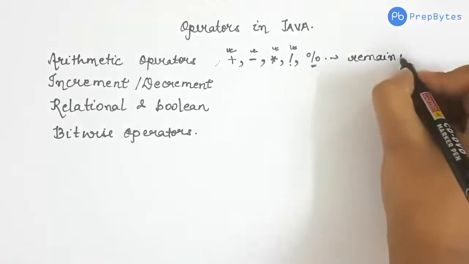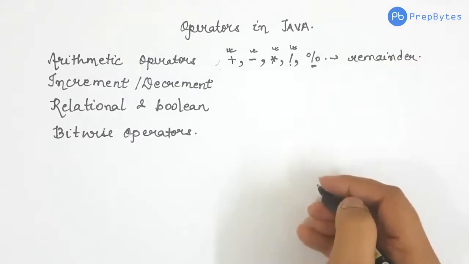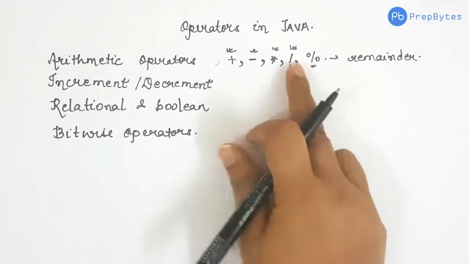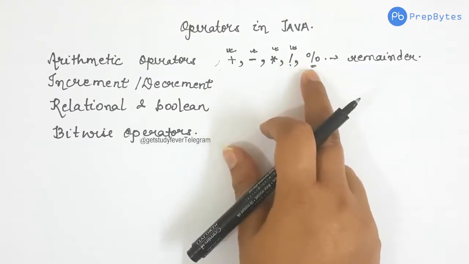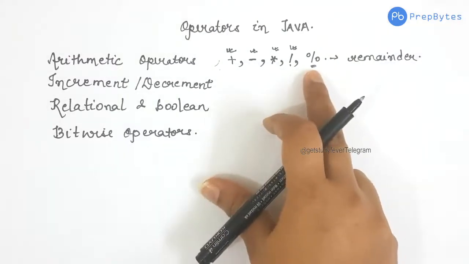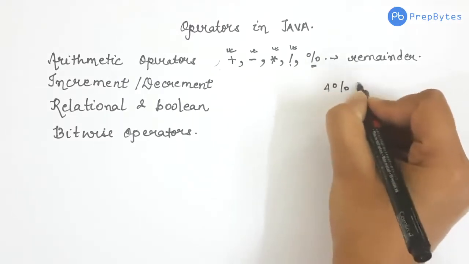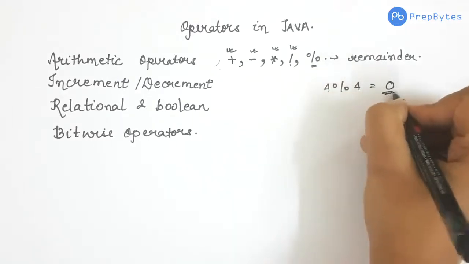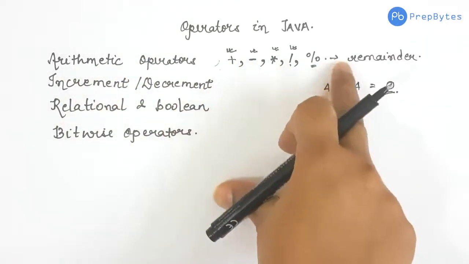So if I divide 5 by 3, I get my result as 1, the division gives me the result as 1, and this modulo gives me the remainder. So 5 modulo 3 gives me 2. Similarly, if I do 4 modulo 4, I get remainder as 0. So 4 modulo 4 gives me 0. These are the arithmetic operators that we have.